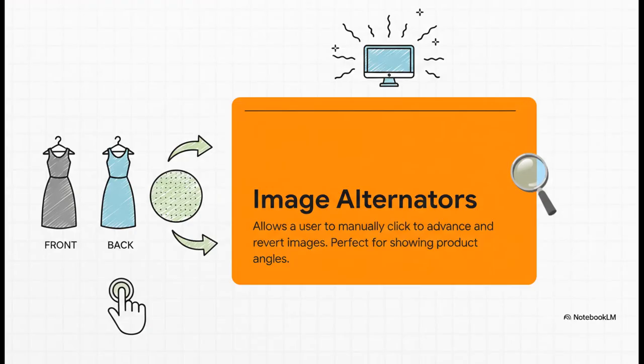The image alternator is an absolute must-have if you sell products online. Instead of images just changing on their own, this tool puts the user in control. They click to see the next picture. And why is that so important? Well, imagine you're selling a dress. One click shows the front, the next click shows the back, and a third click shows a close-up of the fabric. It's clean, simple, and incredibly useful for shoppers.